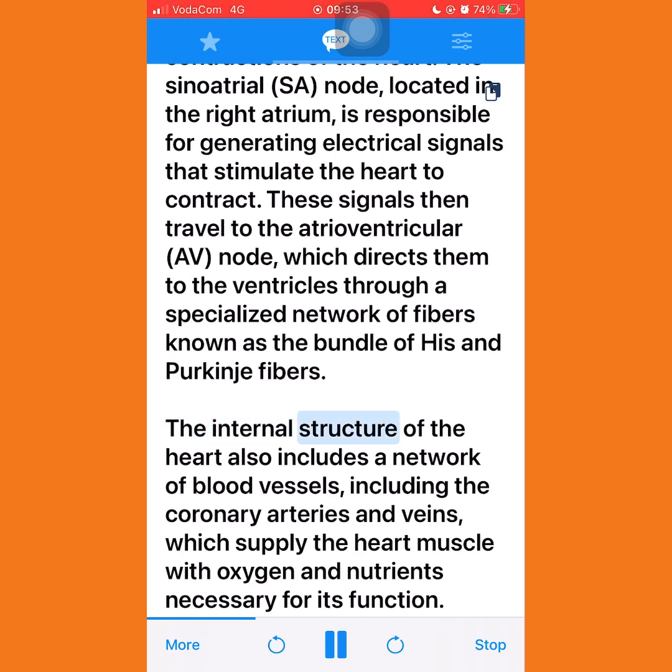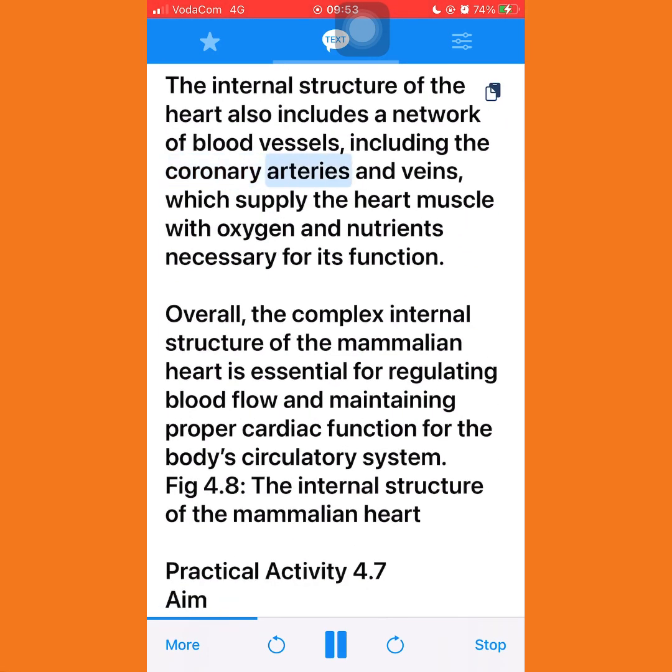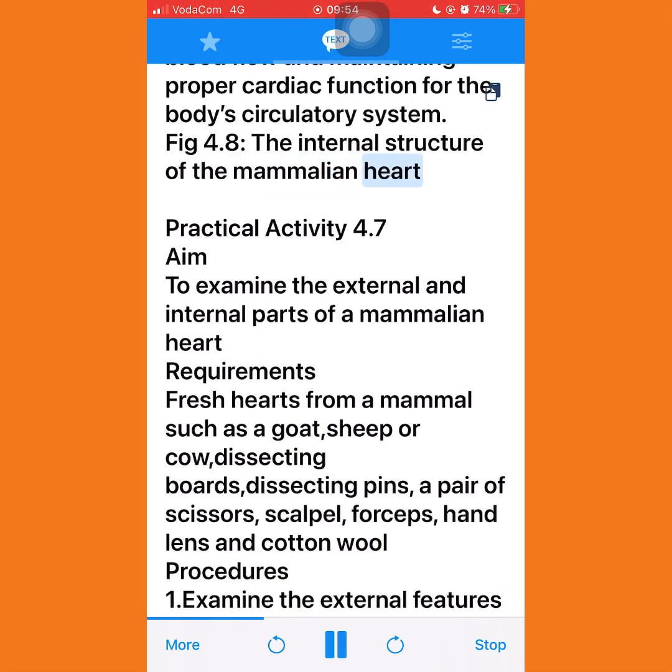The internal structure of the heart also includes a network of blood vessels, including the coronary arteries and veins, which supply the heart muscle with oxygen and nutrients necessary for its function. Overall, the complex internal structure of the mammalian heart is essential for regulating blood flow and maintaining proper cardiac function for the body's circulatory system. Figure 4.8: the internal structure of the mammalian heart.